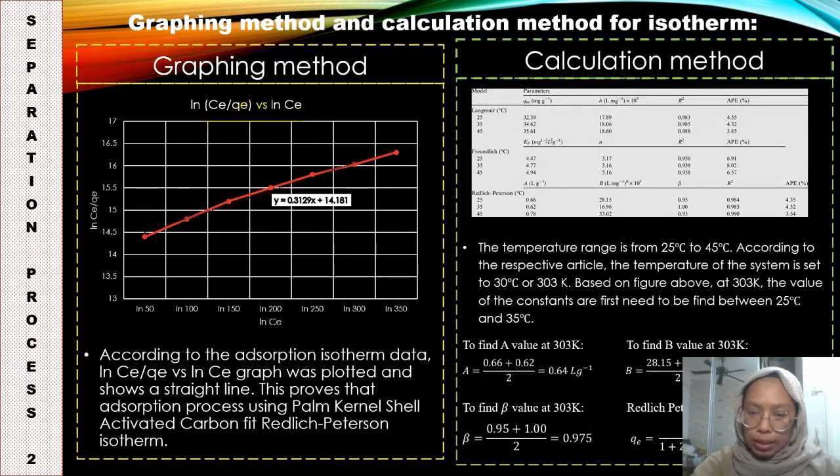For the calculation method, the parameters are given from the respective article, and the temperature of the system is set to 30 degrees C. Based on the figure above, at 303 Kelvin, the values of the constants first need to be found between 25 degrees C and 35 degrees C. So the calculations are calculated as follows.